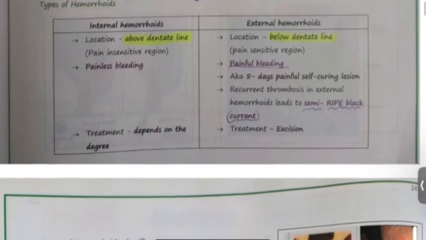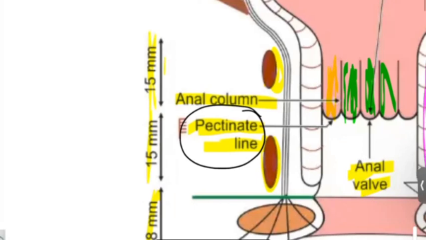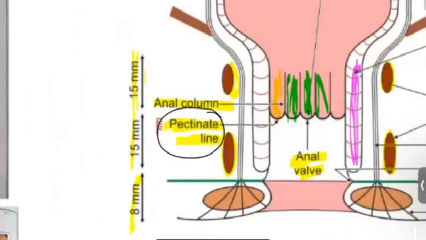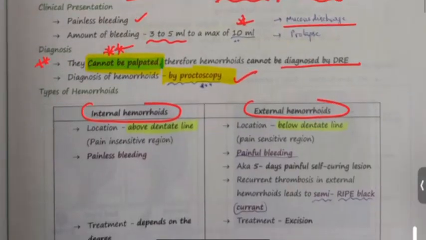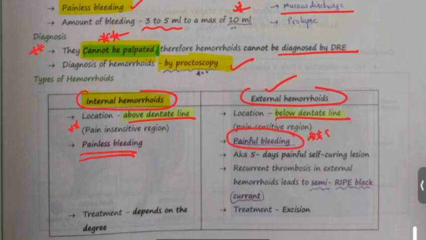So what are the types of hemorrhoids? There are two types of hemorrhoids basically. One being internal hemorrhoids, other being external hemorrhoids. So where we discussed the anatomy, there is a dentate line. If the hemorrhoids occur above the dentate line, it is a pain insensitive region, hence there will be painless bleeding. And internal hemorrhoids are most common, hence we just said painless bleeding is the most common. If it occurs below the level of the dentate line, then that is called external hemorrhoids. And external hemorrhoids have painful bleeding because the nerve supply over there senses pain.